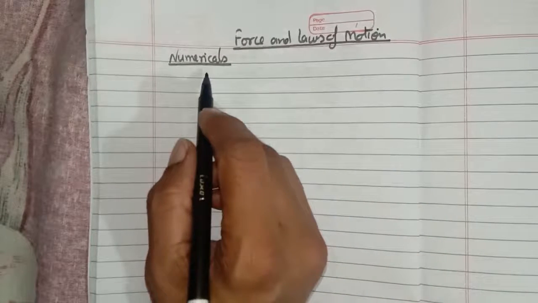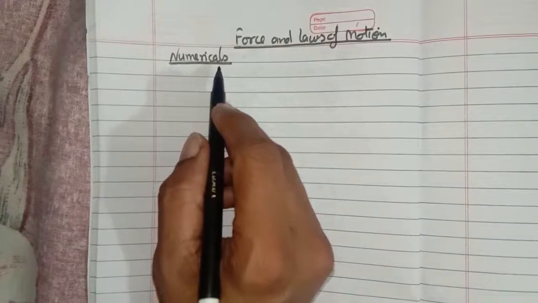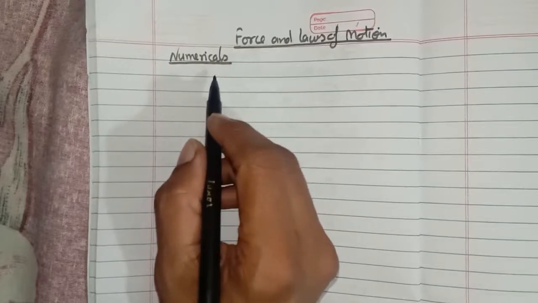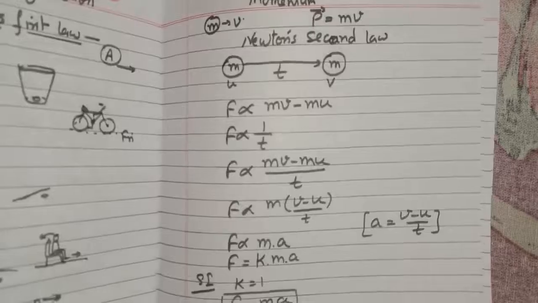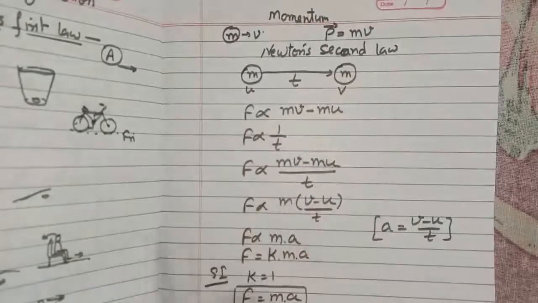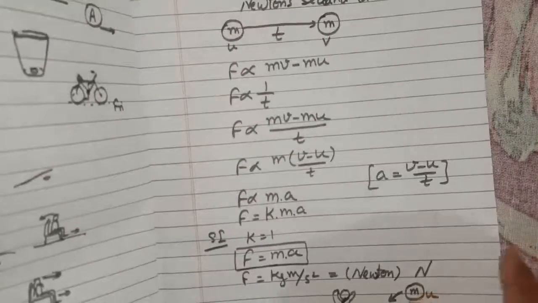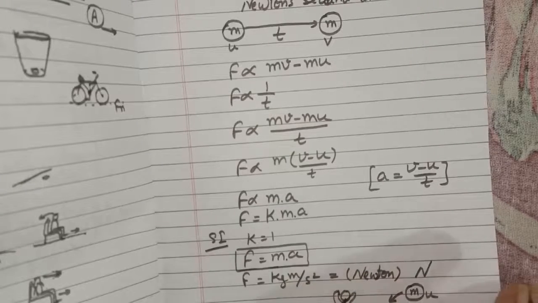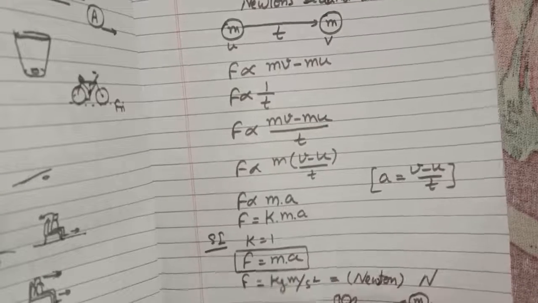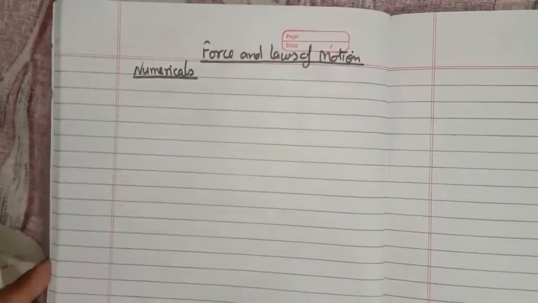These are some numericals based on Newton's second law. In the last video, we understood what Newton's second law is, and by the derivation of this law we found that F is equal to m into a. So we are doing some numericals which are based on this Newton's second law equation, that is F is equal to m into a.